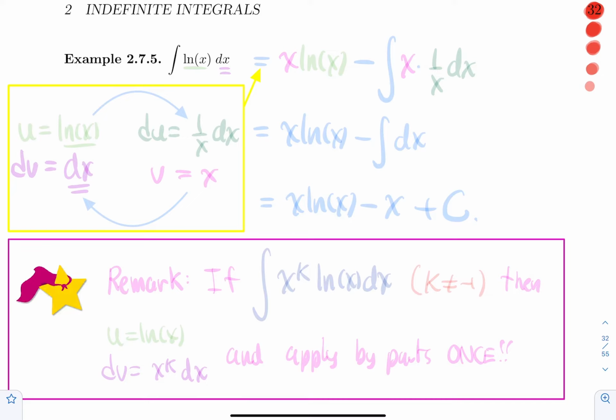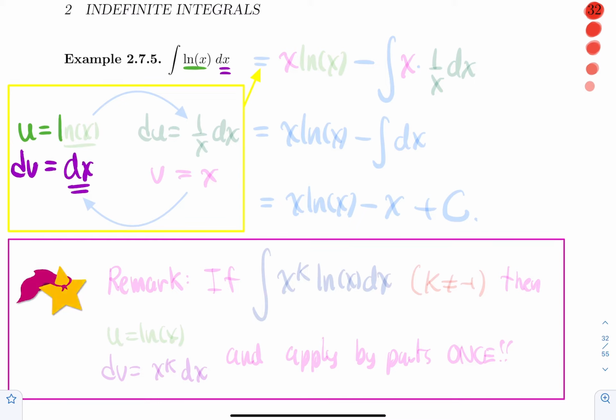Here we have two terms only: ln of x and dx. And we know we cannot integrate ln. So if you are using by parts, you have u and dv, and the only place for dx is with dv, so dx is paired with dv. And ln of x, we cannot put inside dv.